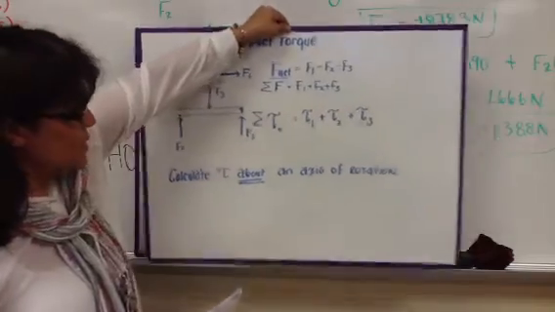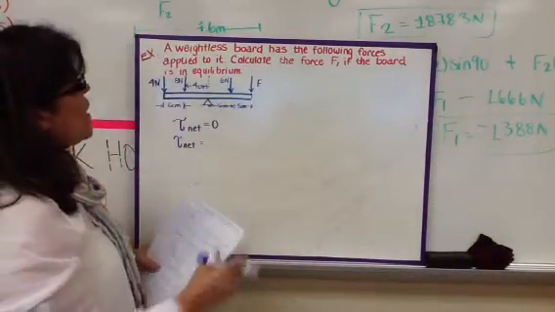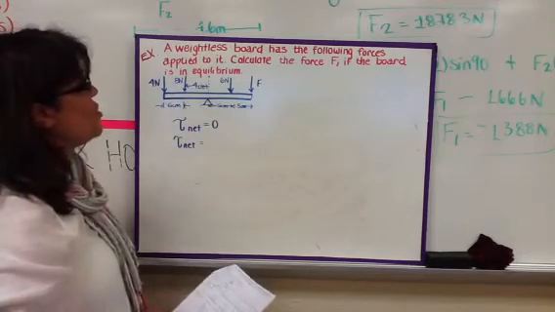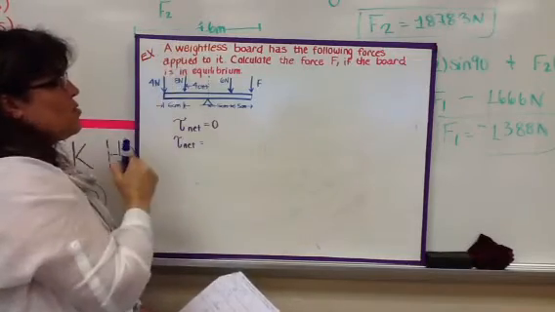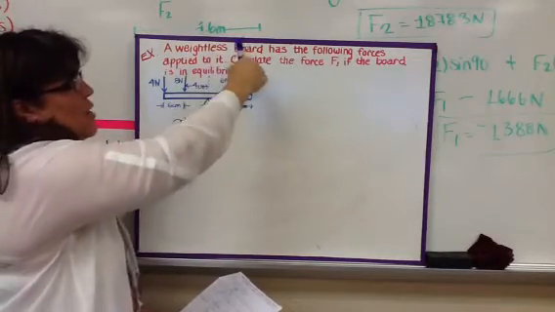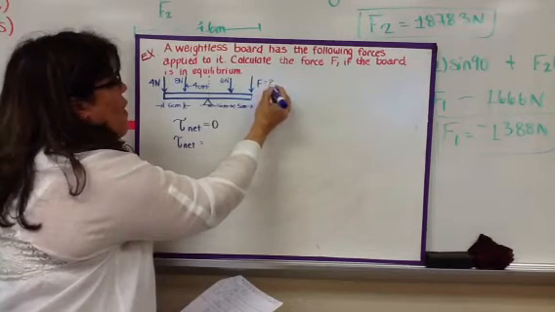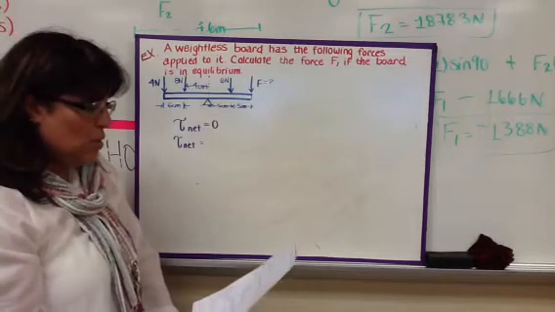Okay, so this lesson is actually really short. We're going to start right away with an example. Okay, we have a weightless board, so this is a board that has the following forces applied to it. So we have 4 newtons going down, we have another 8 newtons going down over here, 6 over here, and some unknown force, F, over here. So we want to know what is F so that the board is in equilibrium.